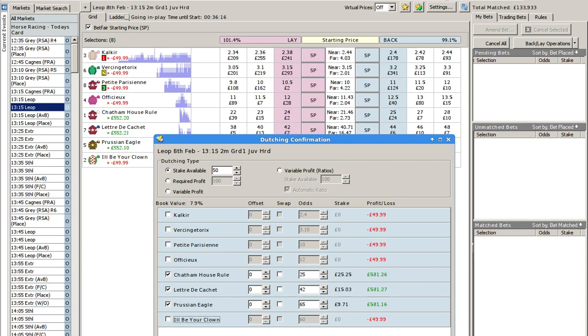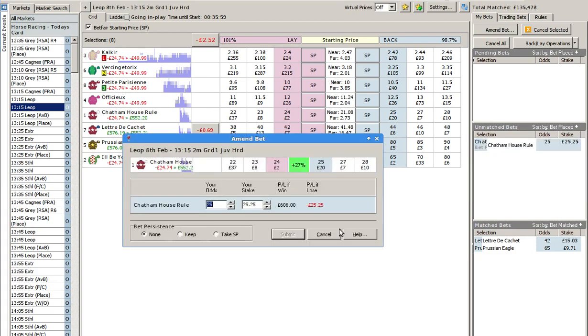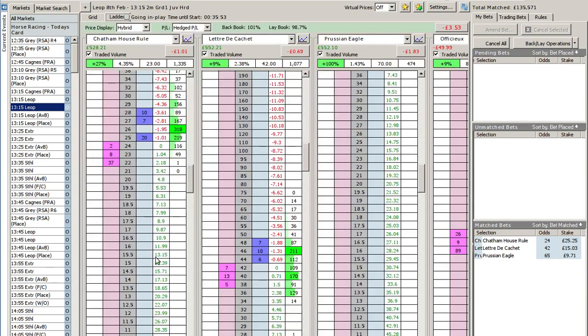Let me just remove him. The only reason for doing that is so that I can get 3 ladders in. Okay, 25 is not being taken. Let me just move that, just for the purposes of this exercise. Okay, if I go to the ladder, we've got Chatham House, Le Trait de Chauncey, I think that's how you pronounce it, and Prussian Eagle.